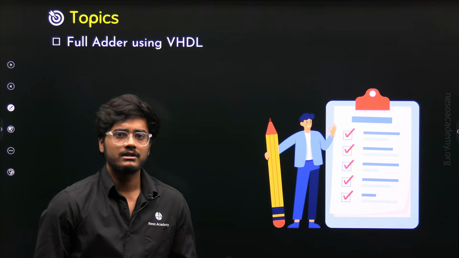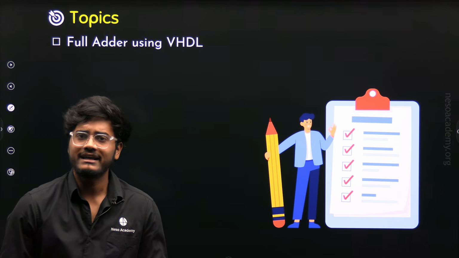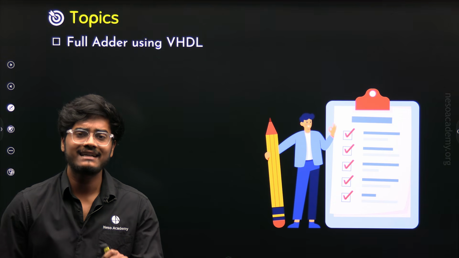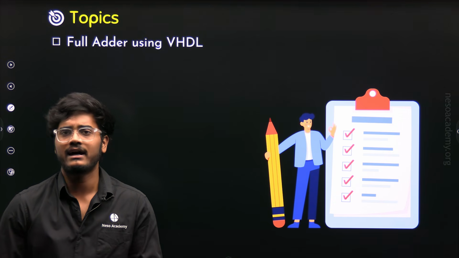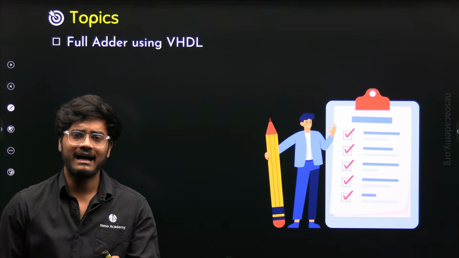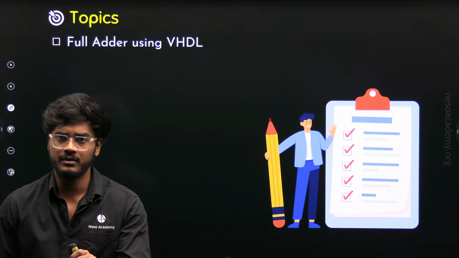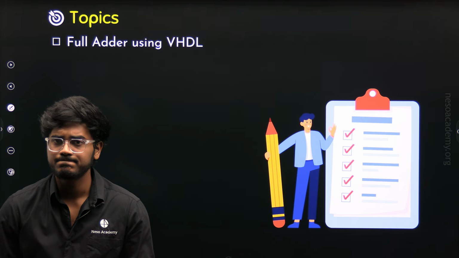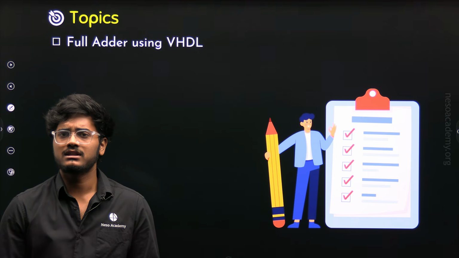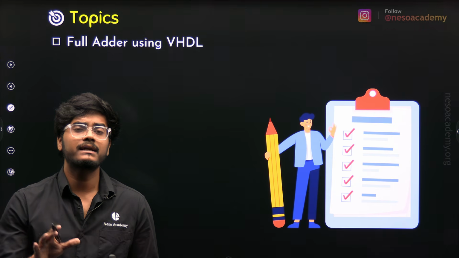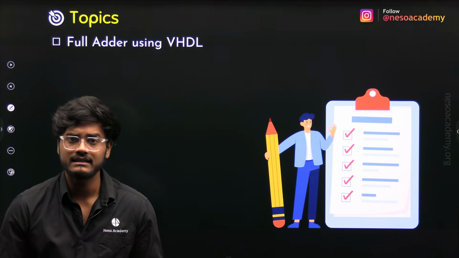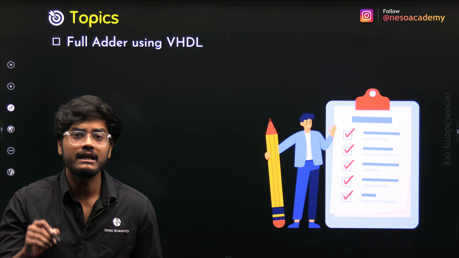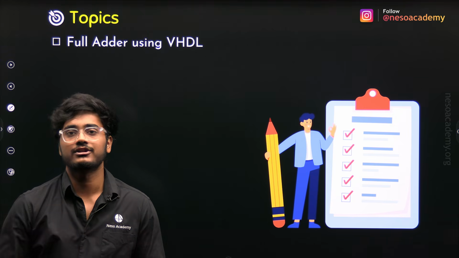Now, the question is, if a half adder can perform addition, then why do we need a full adder? And the answer lies in the limitation of the half adder. A half adder can add only two single bit inputs and generate the output sum and the output carry. However, in digital systems, when we perform multi-bit binary addition, the carry generated from the previous stage should be included in this addition.